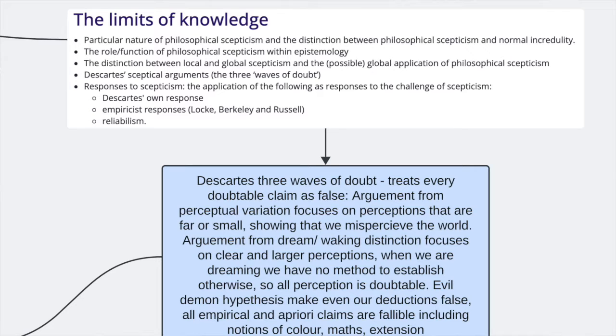So it makes even our basic deductions false. All empirical claims, all a priori claims are fallible. And so now what we have is this complete global skepticism. All our knowledge claims are false, or are doubtable at the very least.